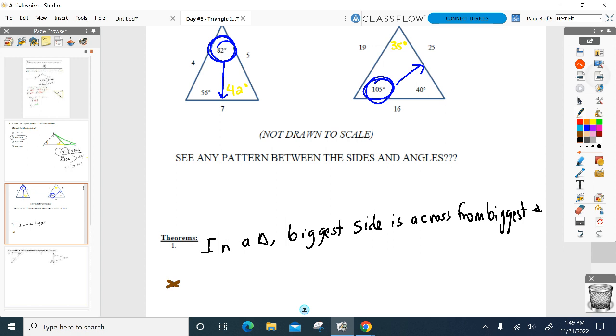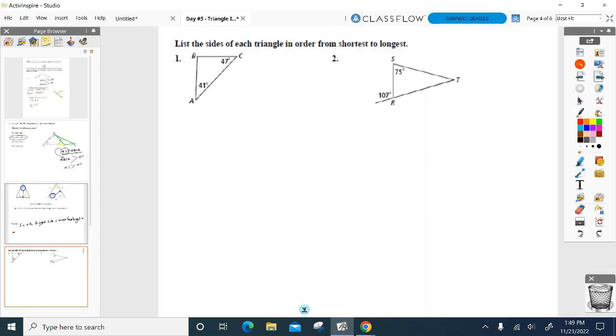Let's do some basic problems before we end up finishing off class with some honors ones. So I have 2 triangles. I'd like you to list the sides from shortest to longest. Shortest side first, longest side last. That's going to be a problem unless I know what? All the angles. Oh, yeah. Knowing all 3 angles would be nice.